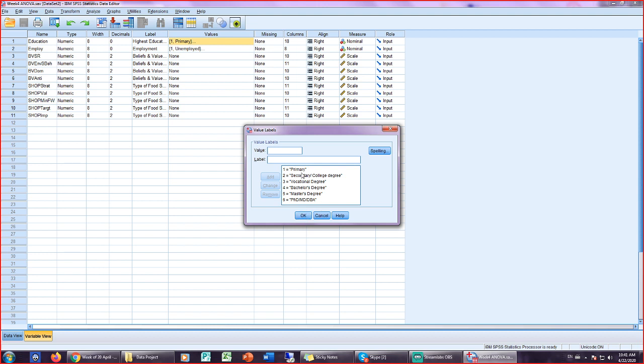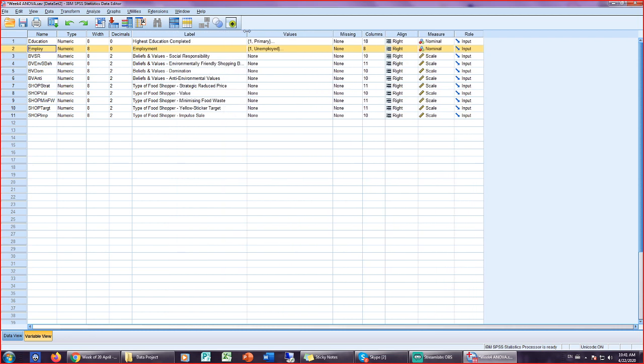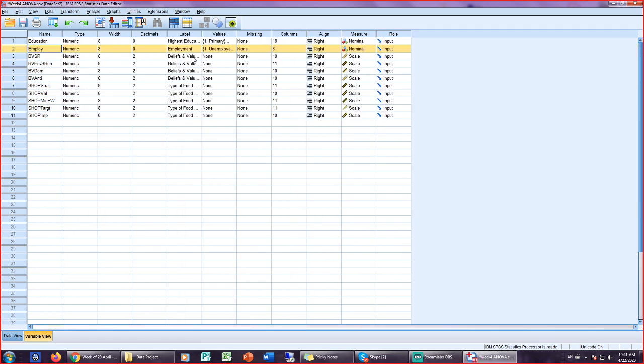Now, most of the tests will use these labels instead of just the numbers to make it a little bit easier, and you'll see what I mean when we run through it. So for your test, for doing the tests on your own, you're going to be looking at education. For our demonstration, we're going to be looking at employment and taking a look at the impact of employment status on different beliefs and values and types of food shoppers.